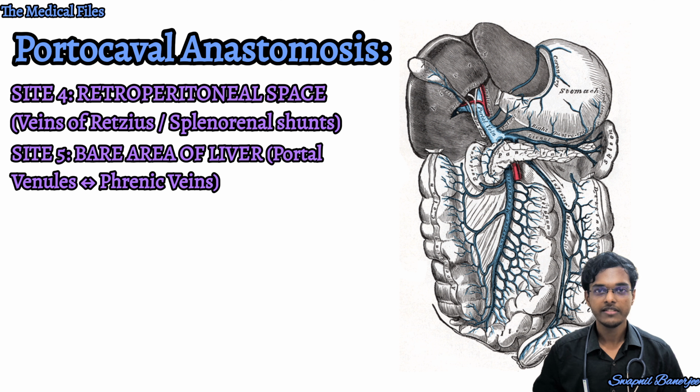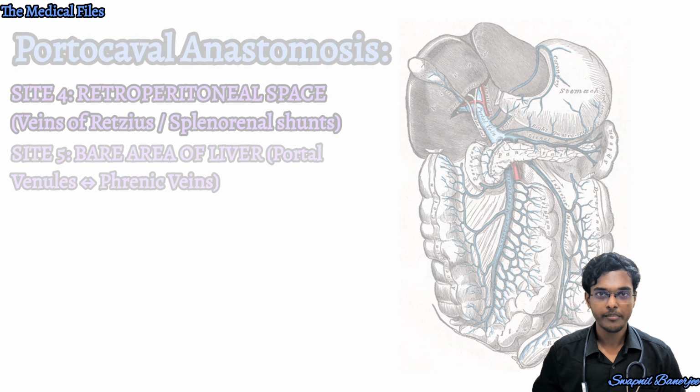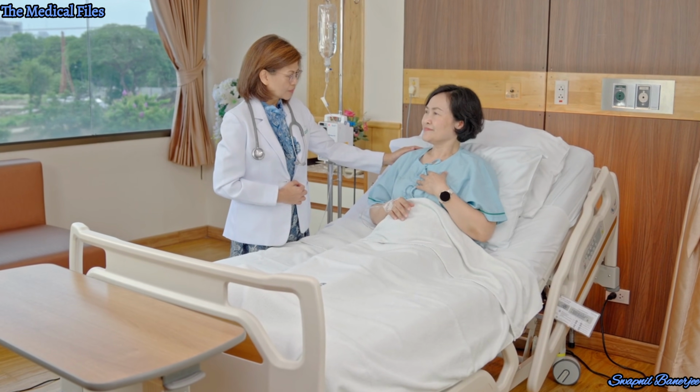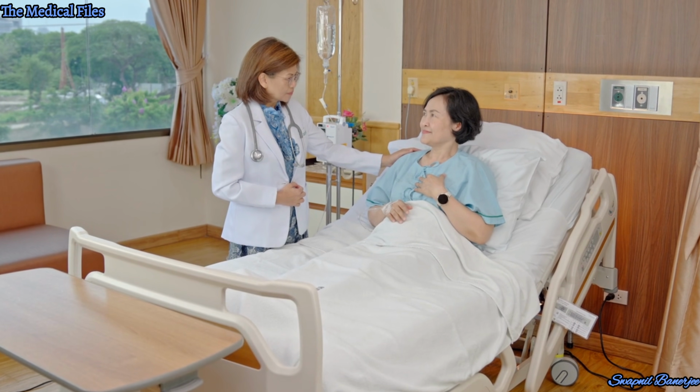Now site number 5, that is the bare part of liver. The portal part is derived from the hepatic portal venules and the systemic part is derived from the phrenic veins draining the diaphragm. So now you will never be confused again in the Portocaval Anastomosis. So now I hope you have the complete picture of the portal vein in your mind and you already know the answer to the clinical scenario that we discussed at the beginning of this video.